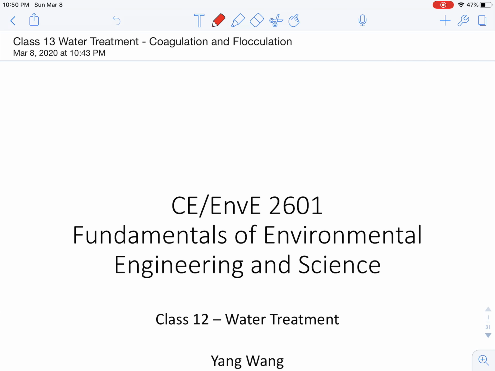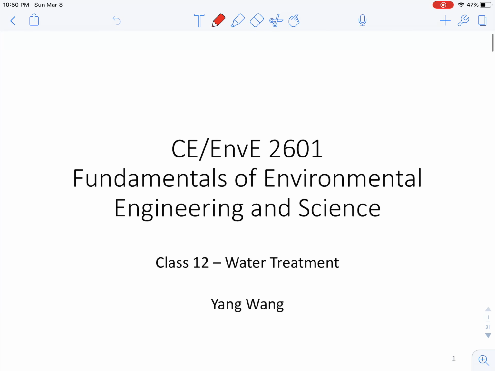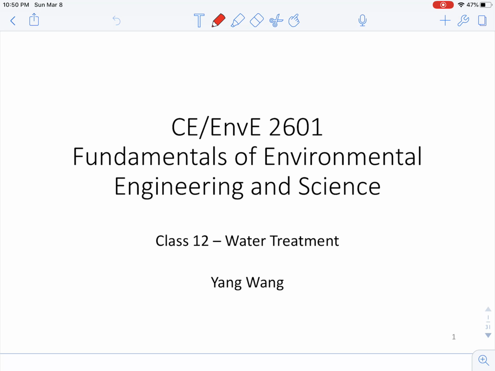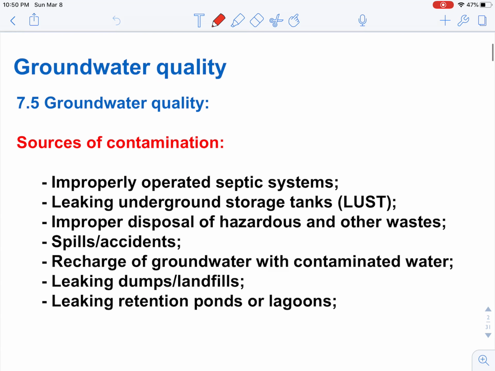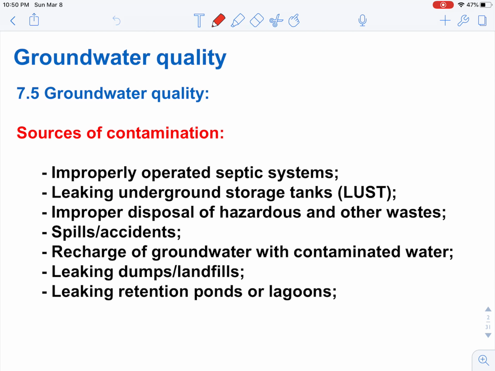So this class we're going to continue our contents on the fundamentals of environmental engineering and science. In this class we're going to basically follow up with what we have learned from last class about the water quality management in different types of water resources. And now we just have one thing left, which is the groundwater quality.